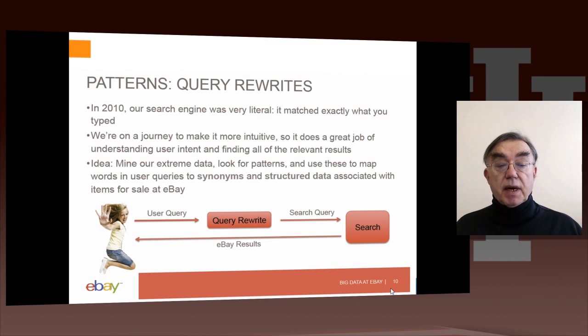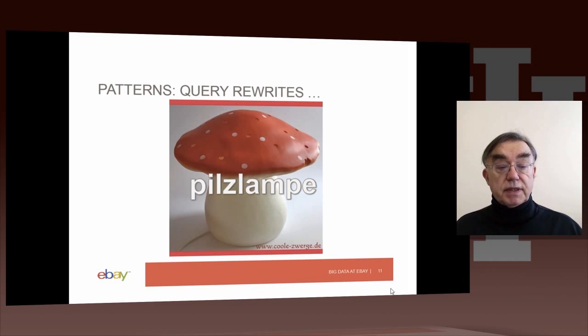And it does that by mining that very big, what they call extreme data, that's effectively big data, looking for patterns, and mapping the words in the user queries to synonyms and structured data associated with items. So that's what query rewrite is. The user types something in, eBay rewrites it, and then that rewritten query is the one that actually gets executed. And here's an example with a lamp. It seems there's something with a pills lamp, coming from this company in Germany.